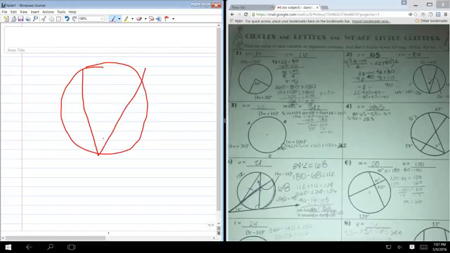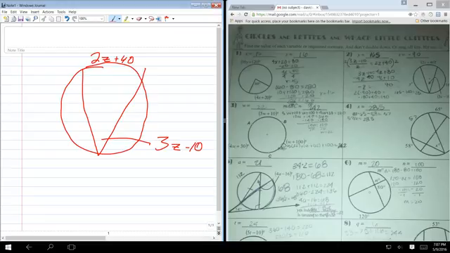Alright, so what's this? 3z what? 3z minus 10. Okay. And this arc measurement is 2z plus 40. What do we know about inscribed angles? This is an inscribed angle because its vertex sits on the circumference. Okay? It's 2 to 1. So give me an equation I can write.